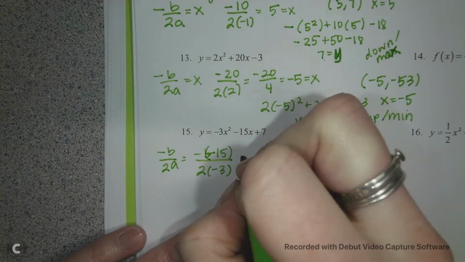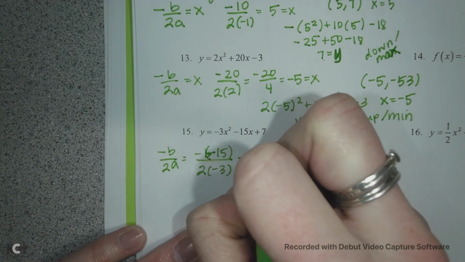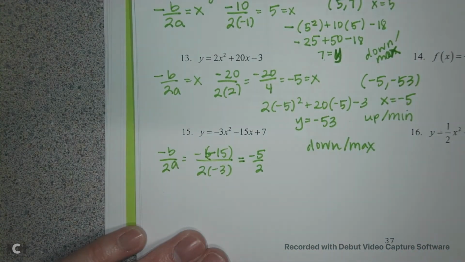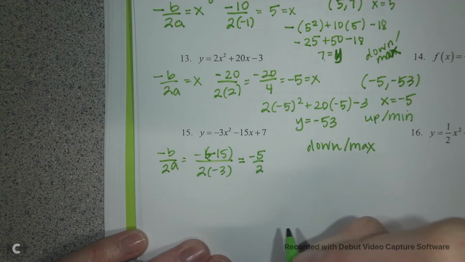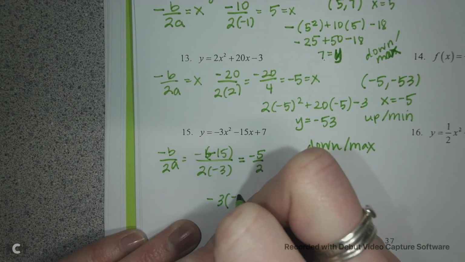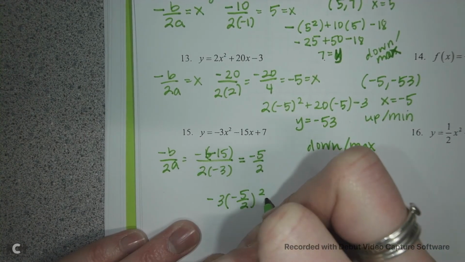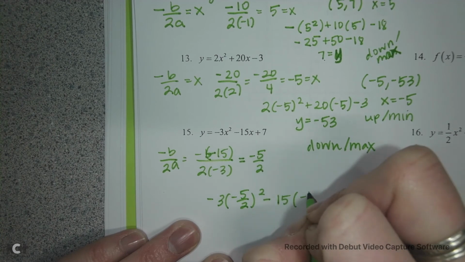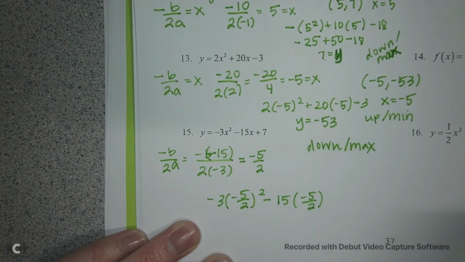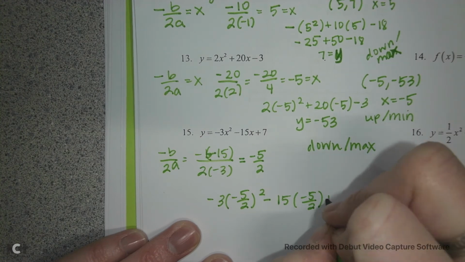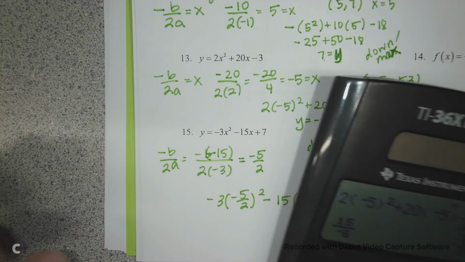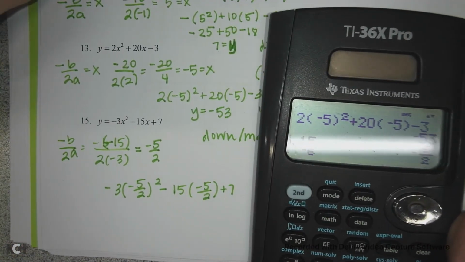Oh, okay, well, we're just going to keep that cute little fraction. We're going to make the calculator do the work for us. Then we're going to plug that in. So we have negative 3 times negative 5 over 2 squared minus 15 times negative 5 over 2. And then 7.